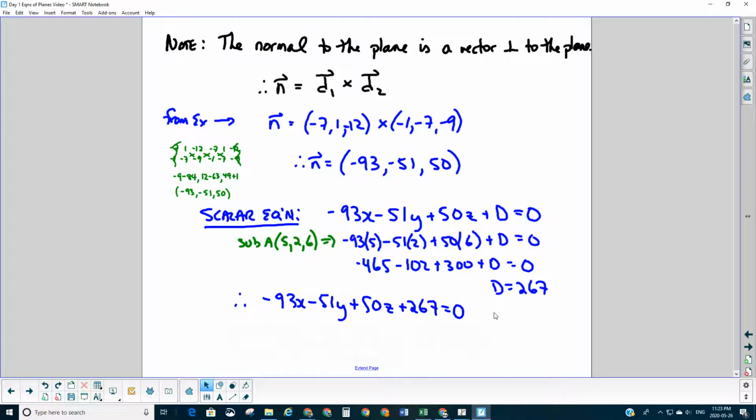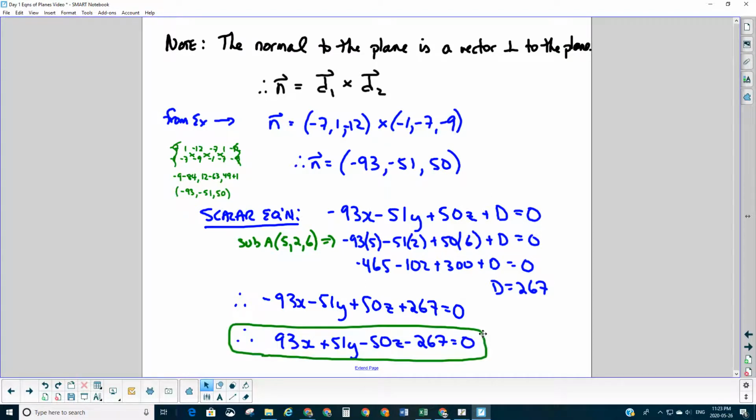But remember, scalar equations, we don't like to have a negative. They're the same as standard form, so we don't want to have a negative at the beginning. So if I multiply or divide everything by negative 1, this becomes a positive, this becomes a positive, this becomes a negative, this becomes a negative, and there we go. There is our scalar equation, and you can see the normals. This normal, 93, 51, and negative 50, is just a scalar multiple of this normal. It's just going in the opposite direction.